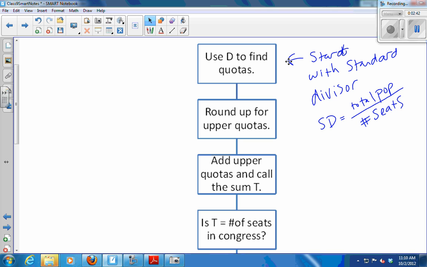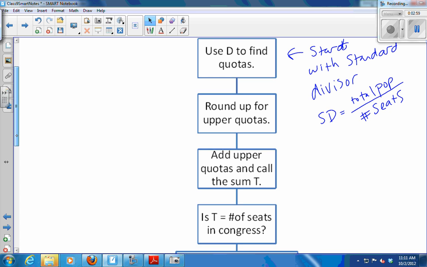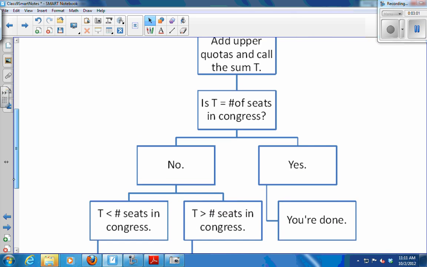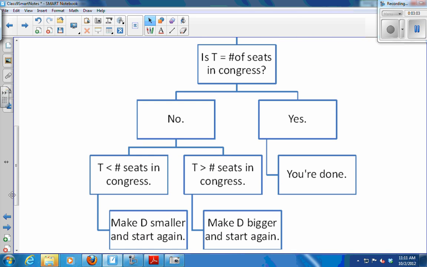Then you find all the quotas, divide each state's population by the standard divisor, and get the quotas. So that's step one, find the quotas. Then round them all up. Add the upper quotas together. We call the sum T. If T is equal to the number of seats in Congress, we're done. And if it's not, then you have to say, okay, is T too small or is T too big? If T is too small, make D smaller. If T is too big, make D bigger.